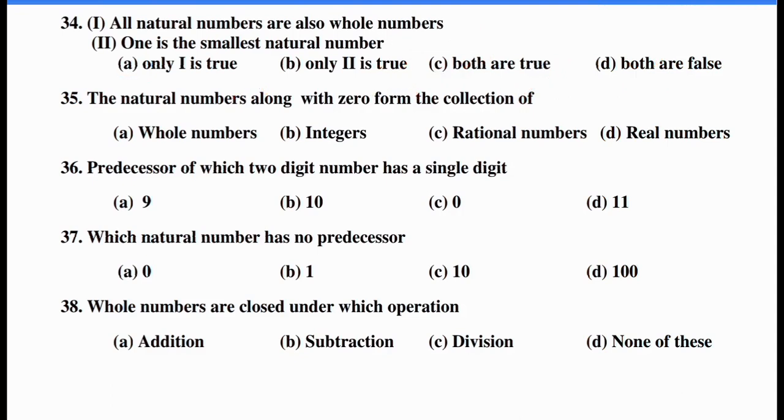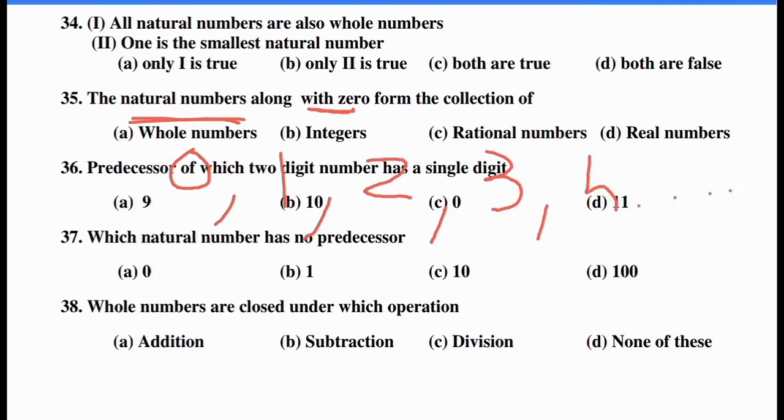Question number 35. The natural numbers along with 0 form the collection of, along with 0, that means 0 is also included. So we take this 0 and we take natural numbers also, 1, 2, 3, 4, infinite. This collection is called whole numbers, right? So answer is A, whole numbers.